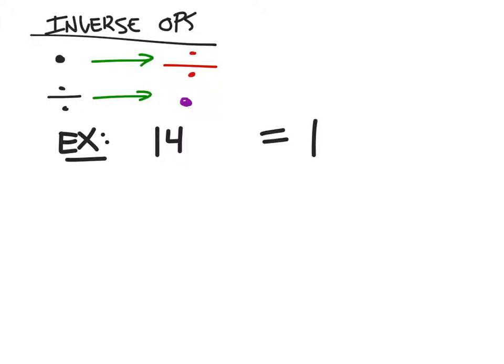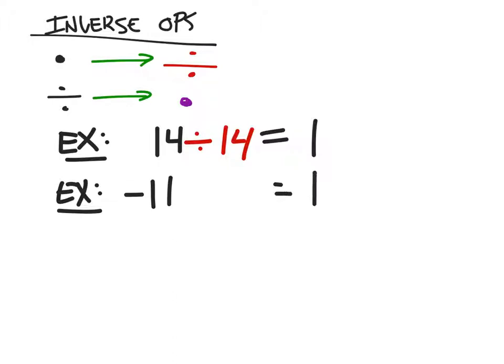I would divide it by 14. There we go. See that? Well, let's try a different one. This one will be extremely difficult. Give me another number. Let's make it a negative 11. What do I got to do to a negative 11 to make that a 1? I would divide it by negative 11. Very good.